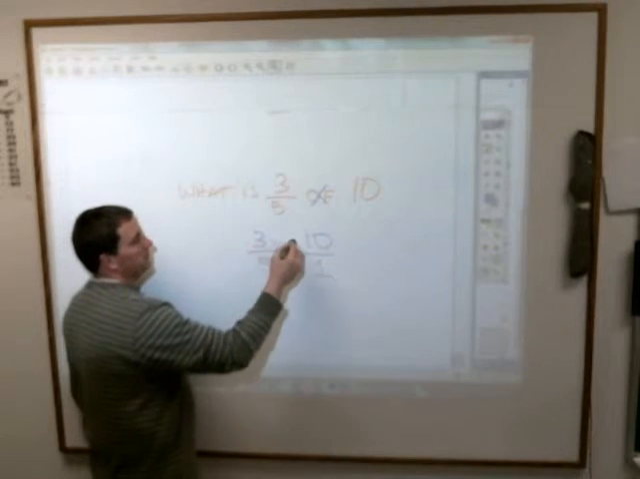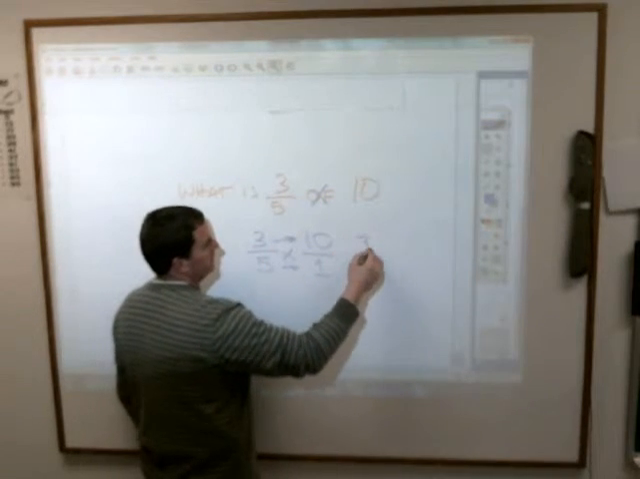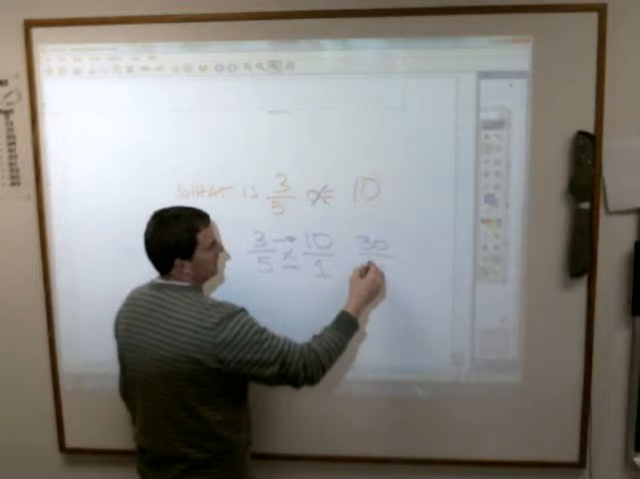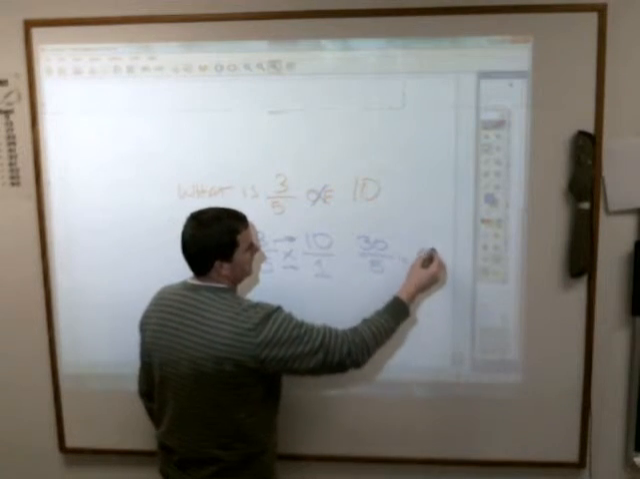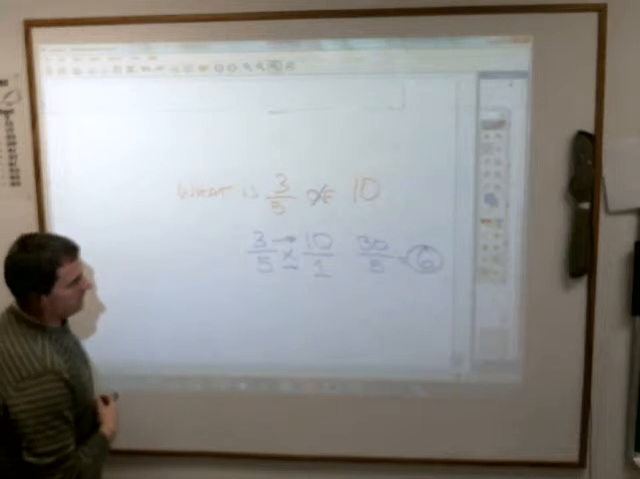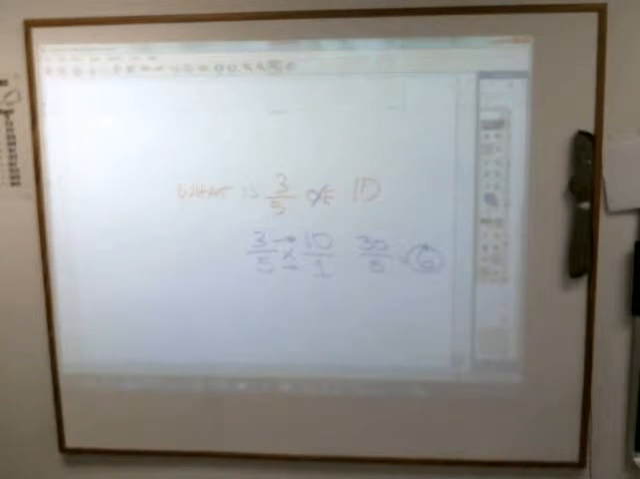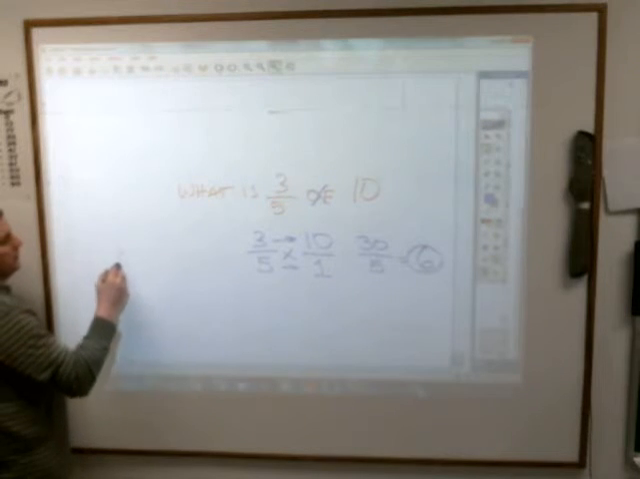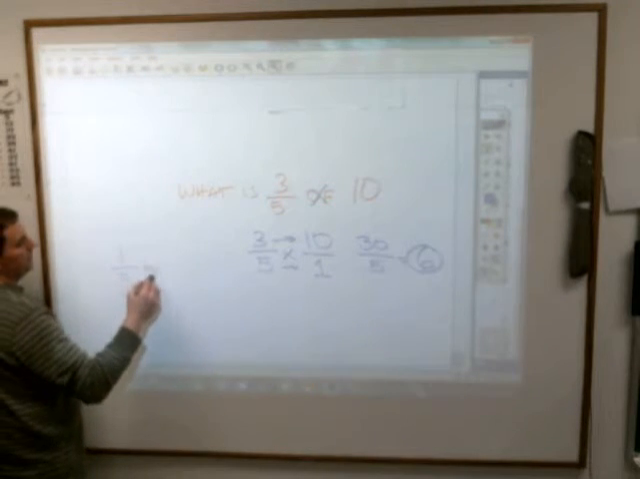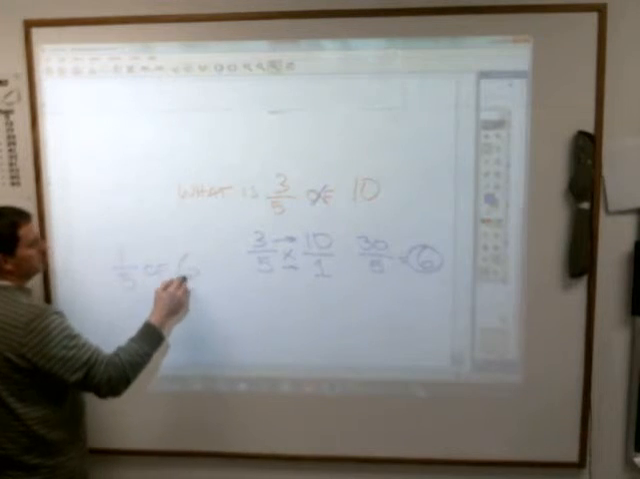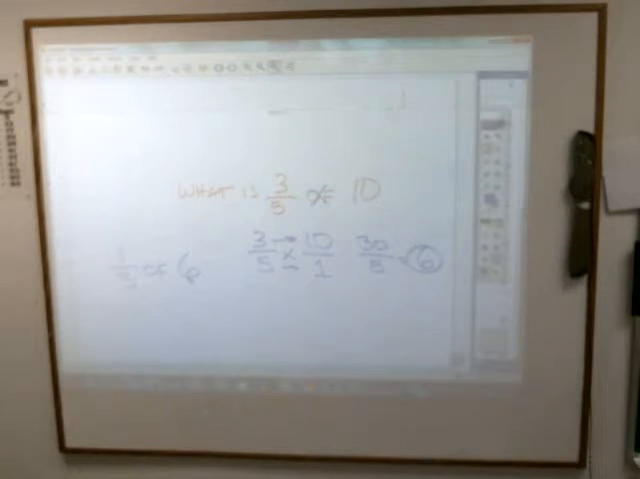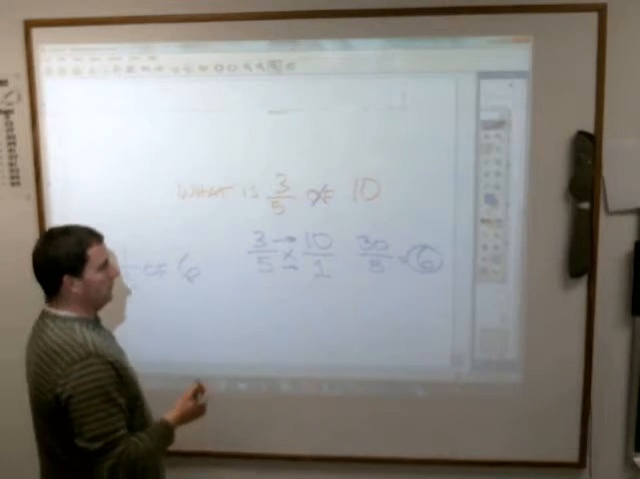Okay? So then you can multiply across. 3 times 10 is 30, and 5 times 1 is 5. 5 goes into 30 6 times. 3/5 of 10 is 6. What is 1/5 of 6? Write down for me. I'll give you a chance to do that problem on your own. What is 1/5 of 6? 1/5 of 6.